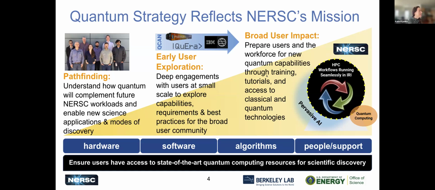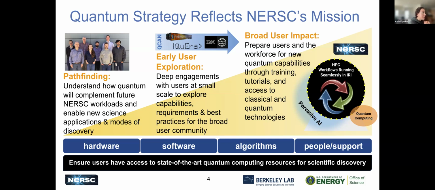So when we think about this, we really think about developing a quantum strategy that is reflective of the traditional NERSC mission. And this is a combination of pathfinding, which we'll say a little bit more about, and that's understanding what exists now in terms of quantum hardware and algorithms. And then what will be the focus of this talk is early user exploration. So we're working with 2 quantum hardware providers, QuEra and IBM, which provide 2 different types of quantum hardware. And we're learning how to use their hardware effectively ourselves and also getting users up and running on them now.